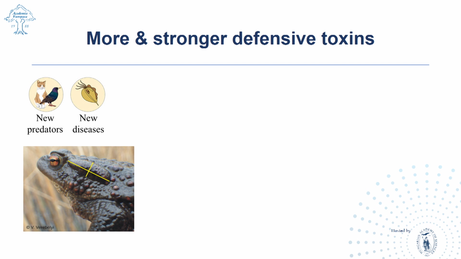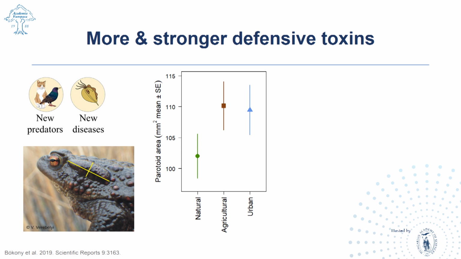Okay, but besides these more generalized responses, there could be more specialized defenses against certain kinds of stressors, for example, against predators, parasites, and pathogens. Toads produce toxic chemicals, which they store in their skin, mostly in this huge gland called the parotoid. And when we measured the size of this gland in the 3 habitat types, we found that it was significantly larger in both the urban and the agricultural habitats compared to the natural habitats.